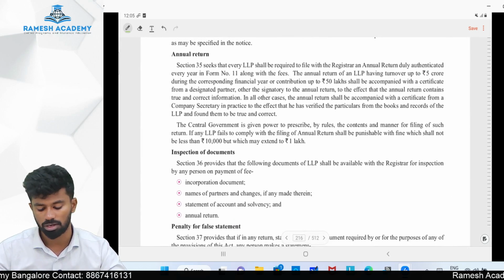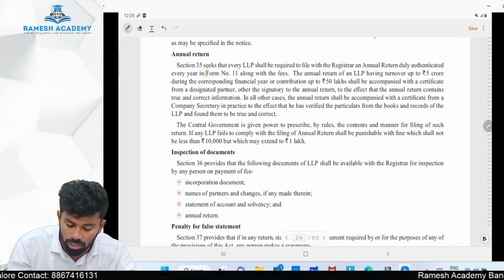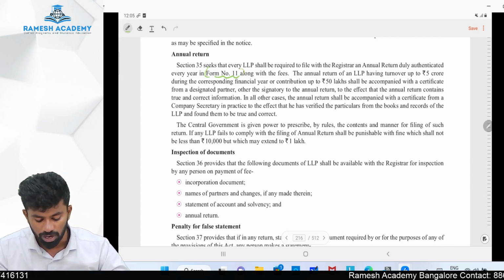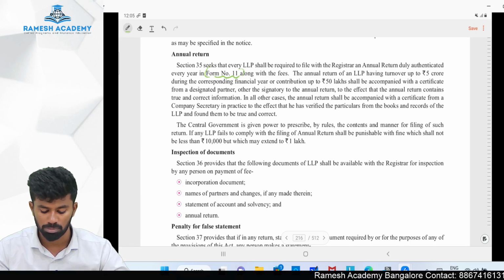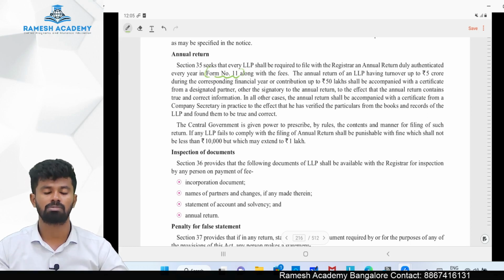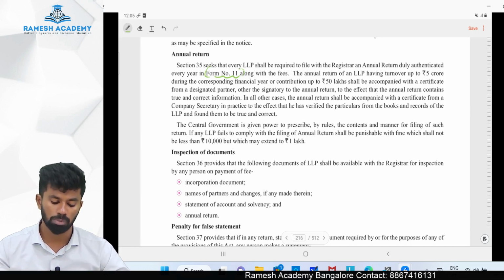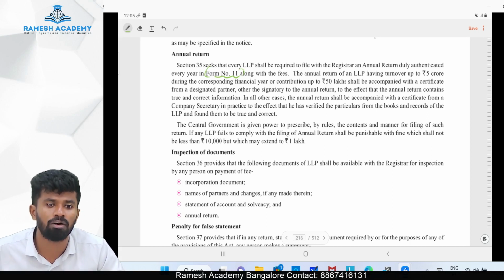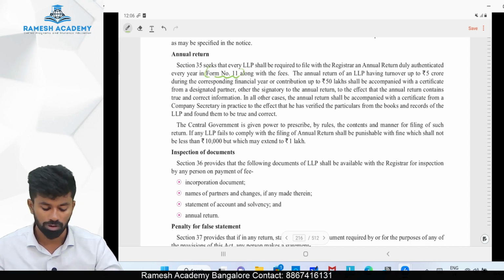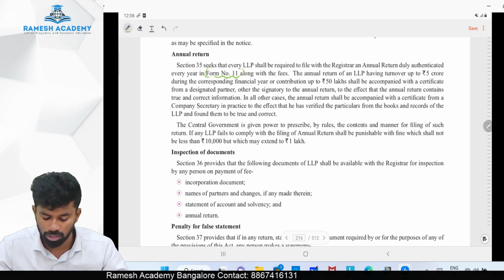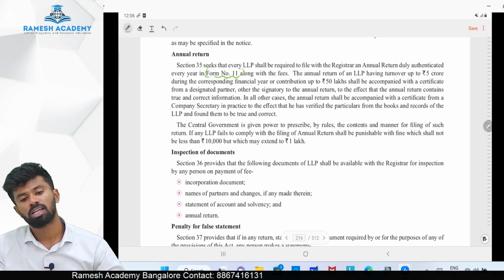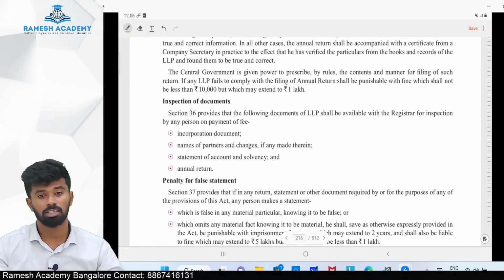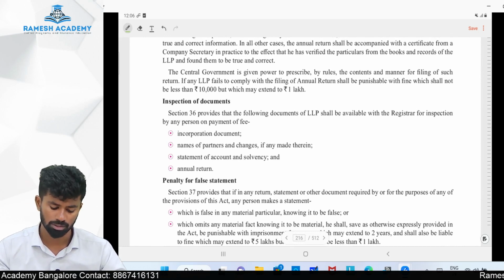Annual return is important. You should file the annual return in form number 11 along with the fees. So filing of annual return is compulsory within 60 days from the date of end of financial year, that is from March, April, May. May is the last date for filing the annual return. We should file the annual return in form number 11. Important, okay? Statement of accounts and solvency, form number 8. Annual return, form number 11.